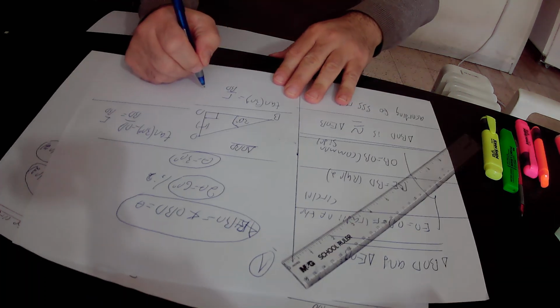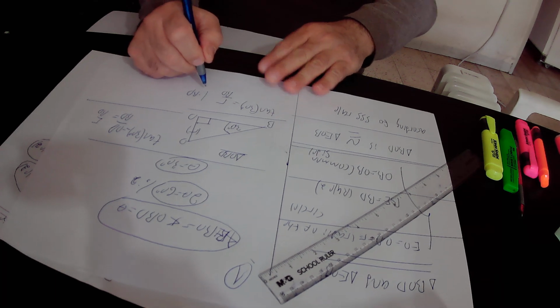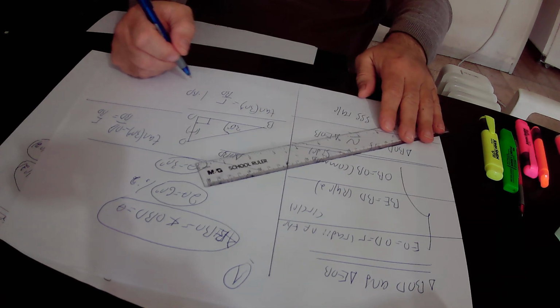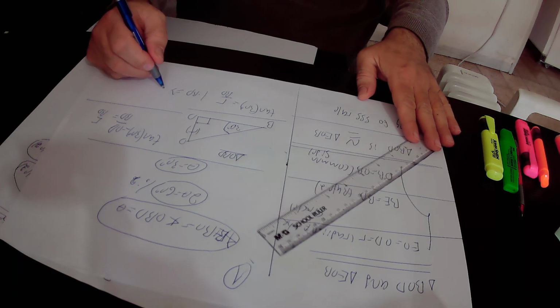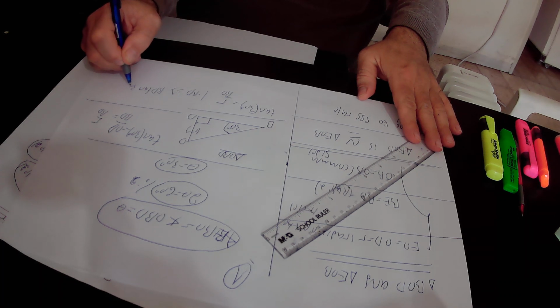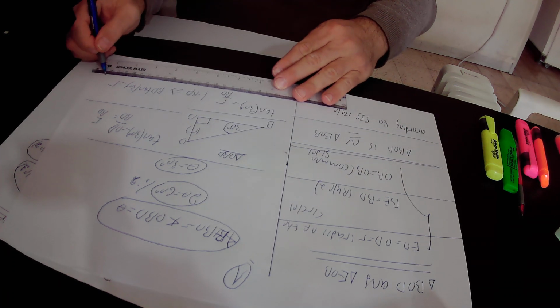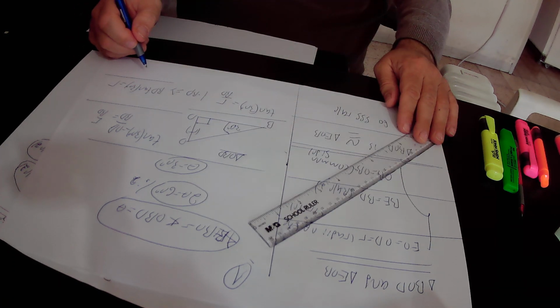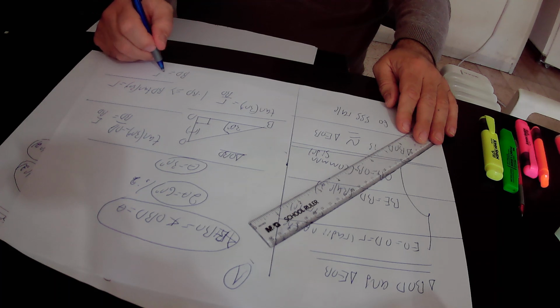Here we multiply this equation by BD and we get that BD times tangent 30 degrees equals R. Here we'll divide this equation by tangent 30 degrees and finally we get that BD equals R over tangent 30 degrees.